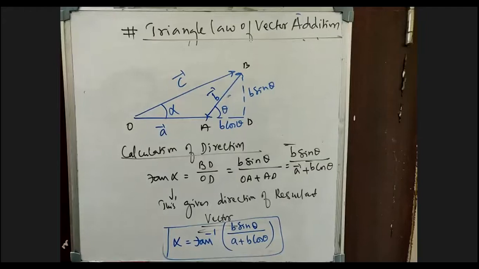So I hope you're clear with the triangle of vector addition, how to get the resultant and how to get the value of your directions of this one. Clear for everyone? Clear? Yes, sir, clear.